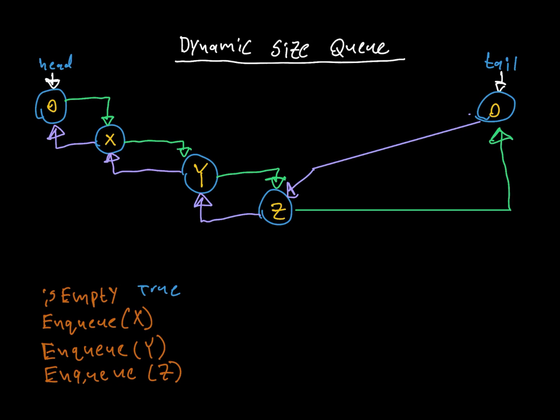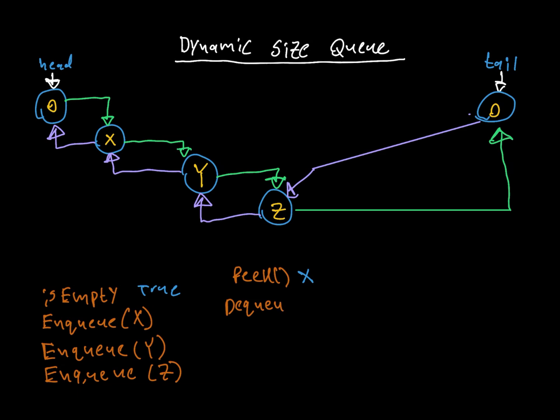All right, let's try to do a peek operation. What we're going to do is go to head. We're going to go to the next node that it points to, which is x, and that's the value that we're going to return.